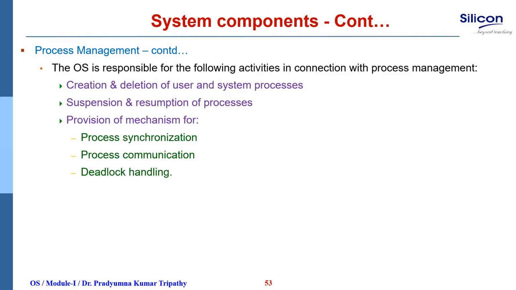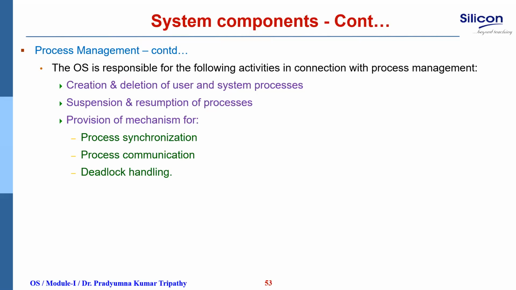What operating system process management also does is the creation and deletion of user and system processes. Whenever I want to execute a program, it goes to memory, a process has to be created, and after completion of the process, it has to be deleted. This should be taken care of by the operating system. So the operating system is responsible for creating and deleting processes.